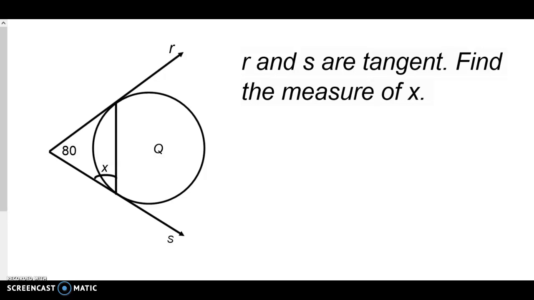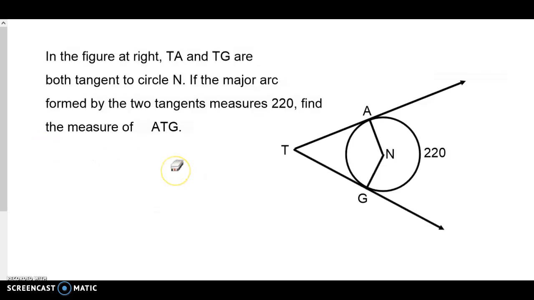Based on the past two videos, we talked about central angle and the tangent basically. So we are going to use that knowledge in today's learning. First of all, let's see this question.